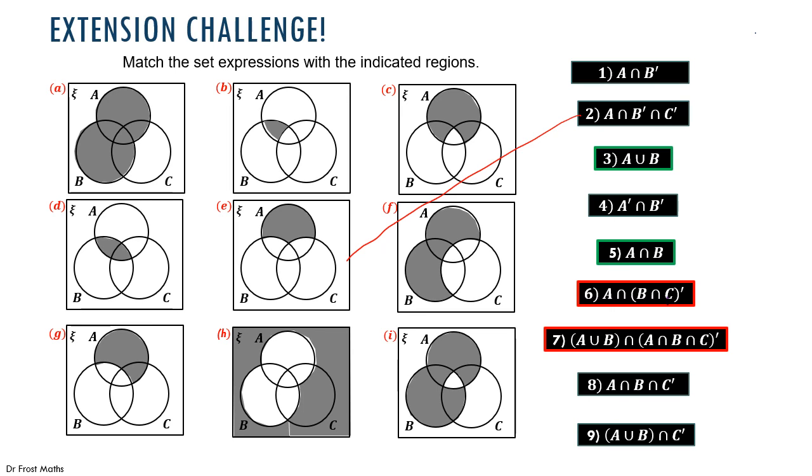Probably the easiest way to do this is just to jot down, we've got the number and the letter. Have a try with the other ones. Obviously the ones in green are the most straightforward, the red ones are the trickiest, but see if you can match up all 9 of these. Come back and check out the answers in just a moment. Answers coming up.